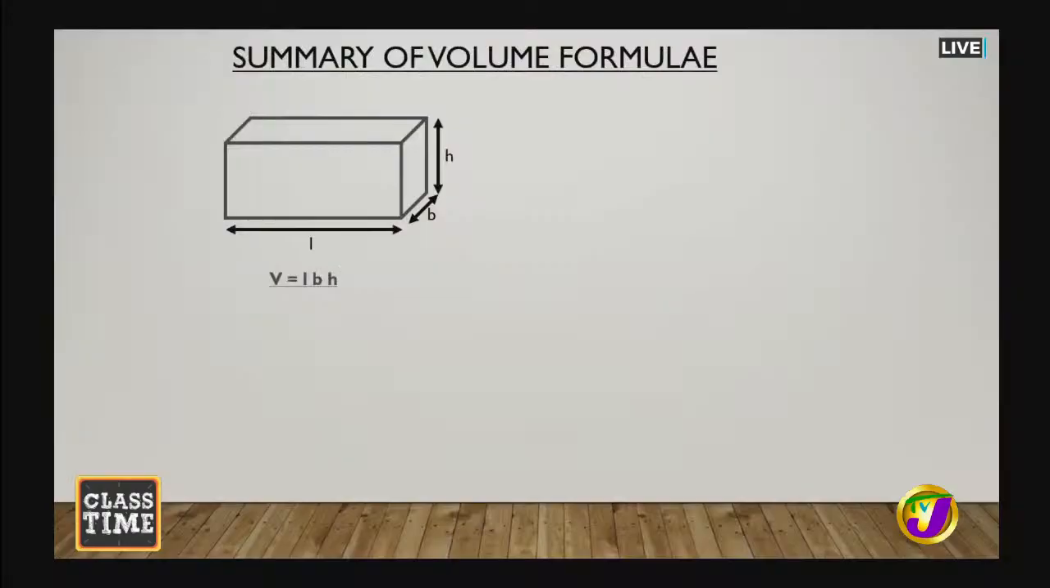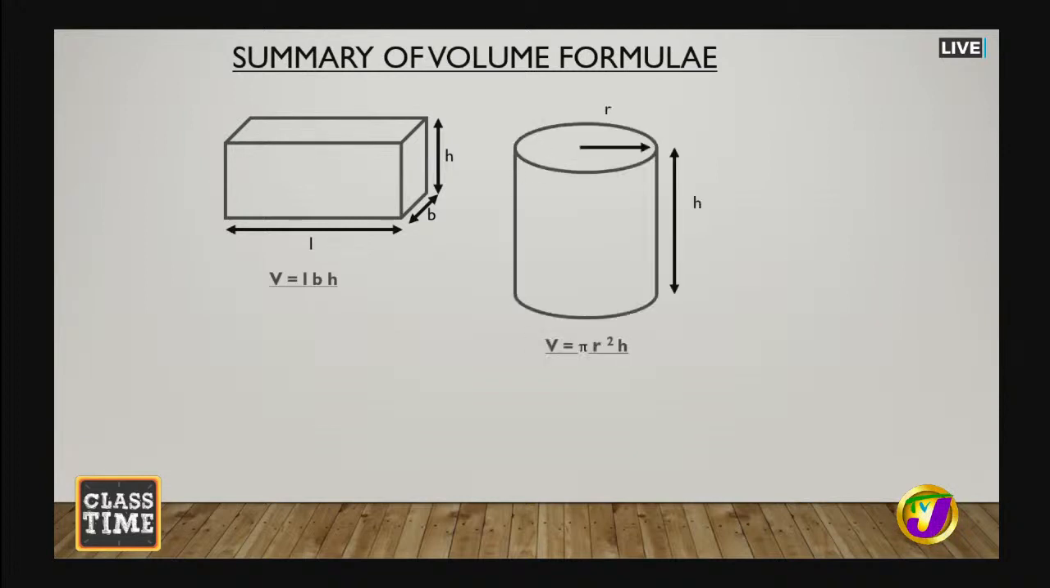So notice for the cuboid, the base area would have been length times breadth, and the height times that would give us the volume. And the cylinder? The area of the cross-section would be pi r squared, and multiplied by the height, that will give us the volume of the cylinder.